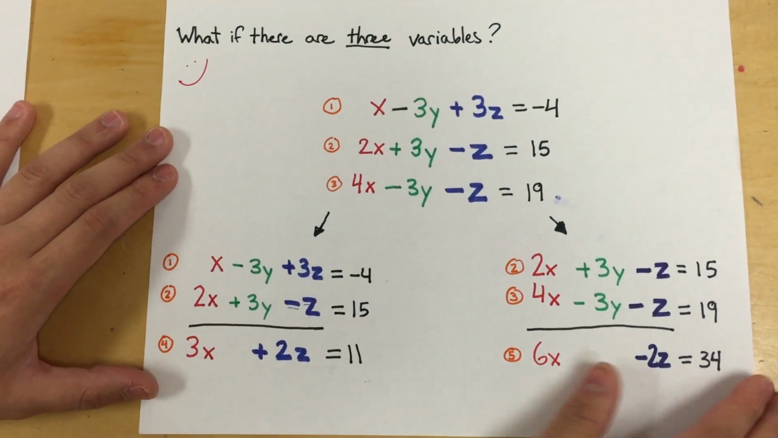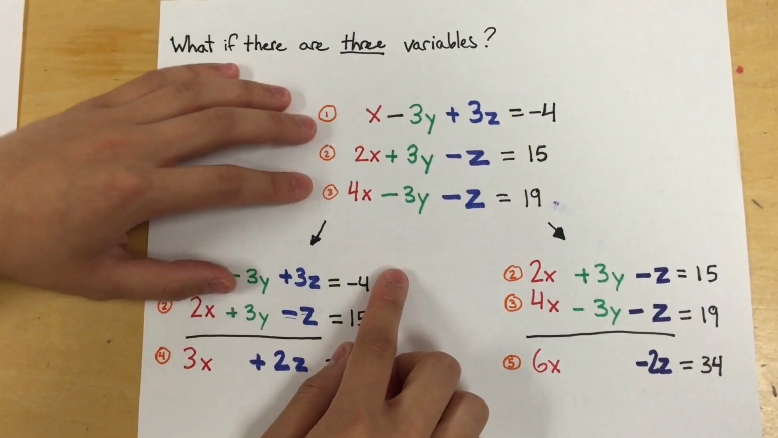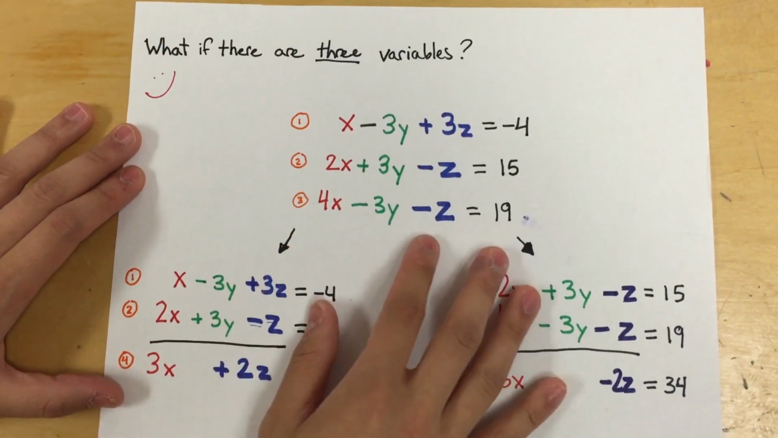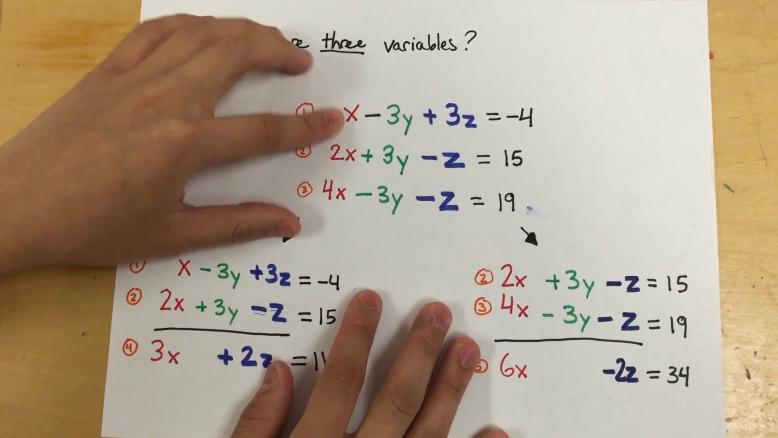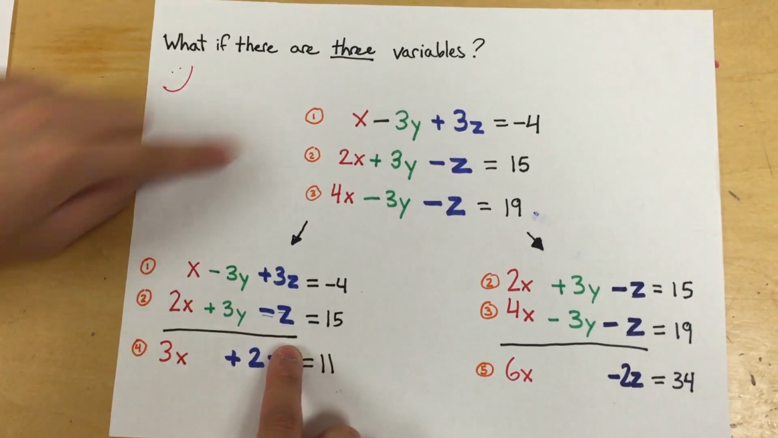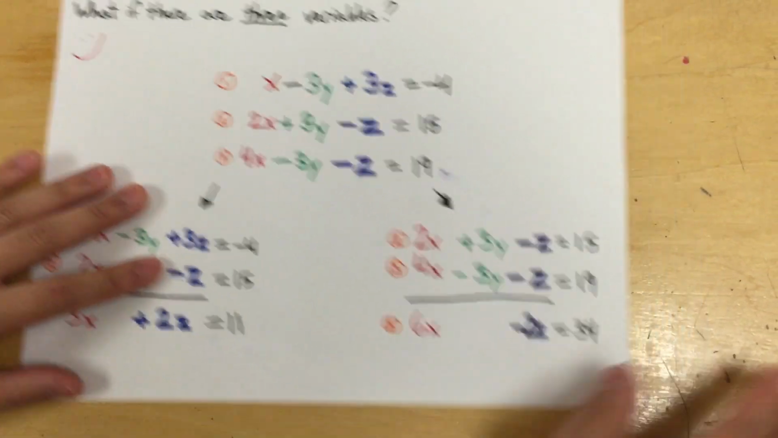Now what if, in a system of equations, there are three separate variables, x, y, and z? Here we have three equations. First we would find the additive inverses and subtract them out. 3y is an additive inverse with negative 3y, so we would subtract the first and the second equation, and the second and the third equation to get two separate new equations.